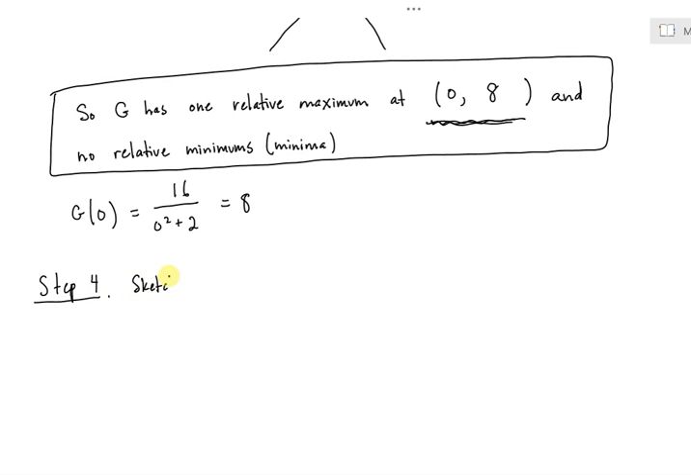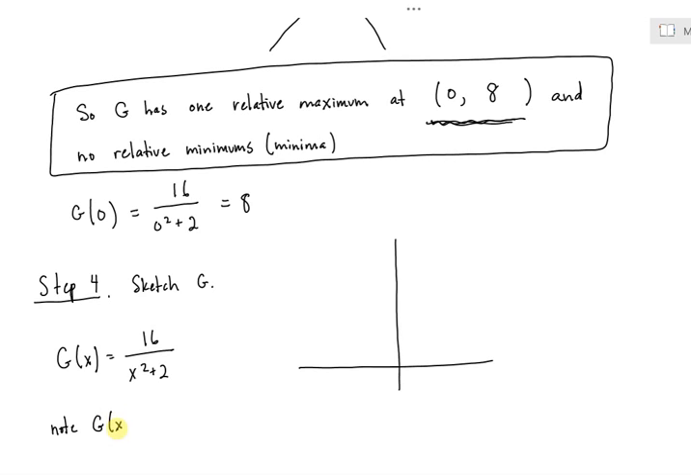So for step 4, I'm going to sketch g. Here I go. Look, if I remember what my function is, it's like this. G of x is 16 over x squared plus 2. Look at this. The numerator is 16, so it's always positive. It's just a number. The denominator is x squared, which is always positive, plus 2. So this whole thing is always positive. It's good to use whatever you notice about a function when you're graphing it.